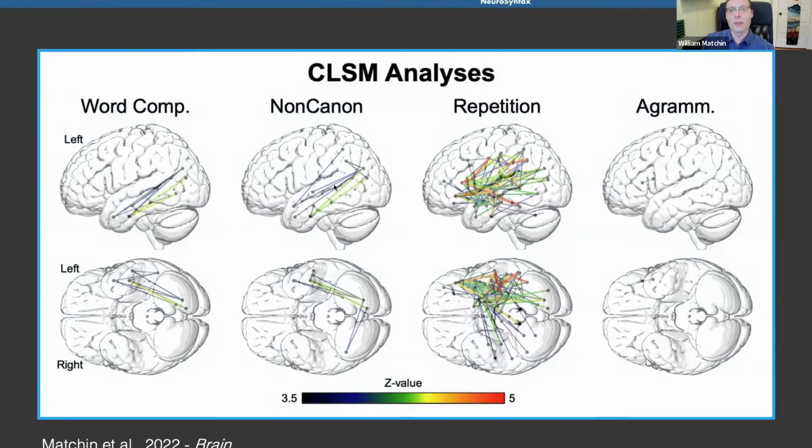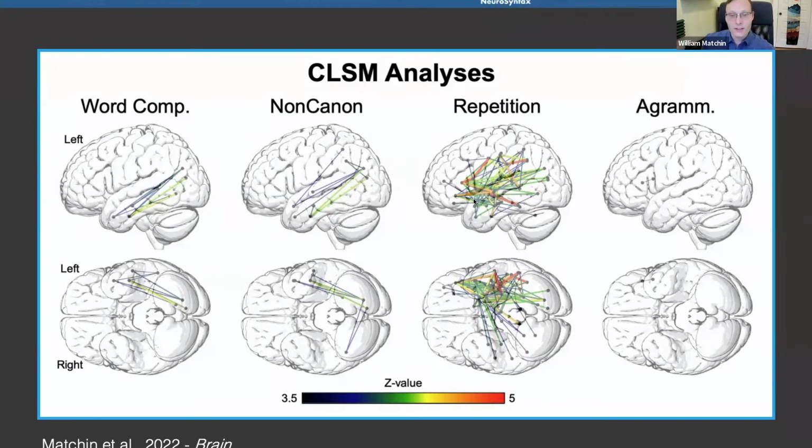And for non-canonical sentence comprehension, we also get some disconnections in the temporal parietal lobes, but some additional parietal lobe-based disconnections. We think this is probably indicating phonological processing resources in the inferior parietal lobe that may support non-canonical sentence comprehension because these are more complex, difficult sentences. But otherwise, it's somewhat similar to word comprehension.